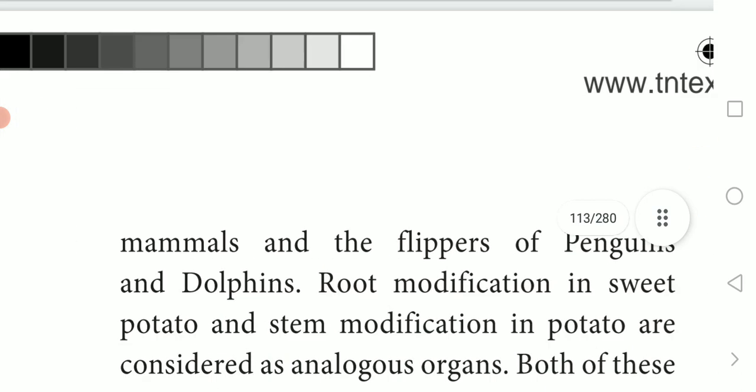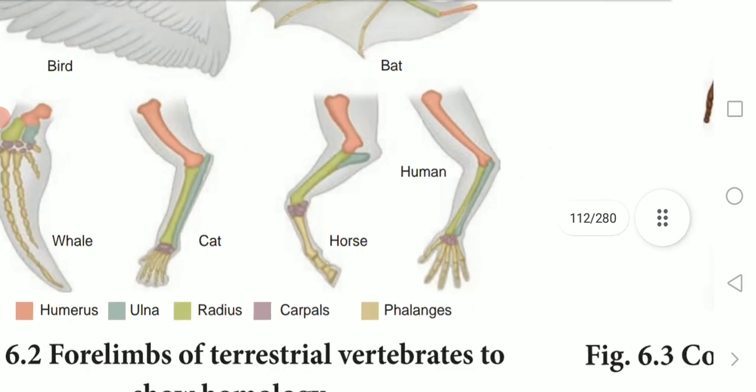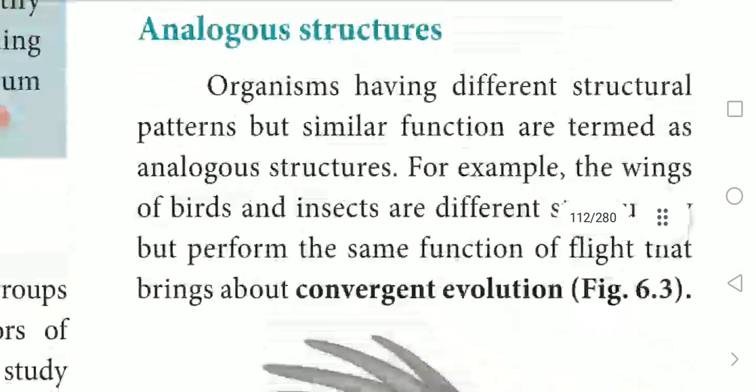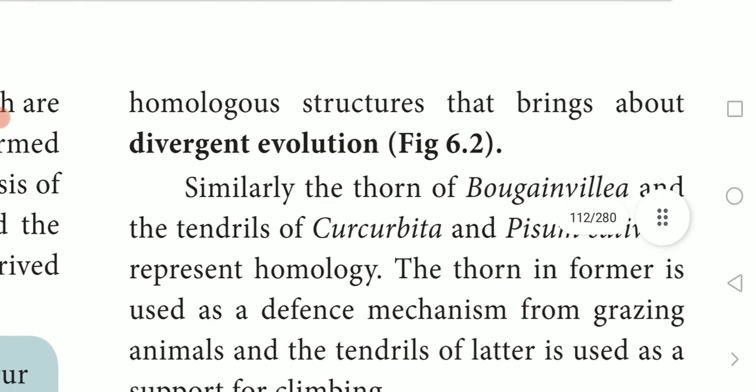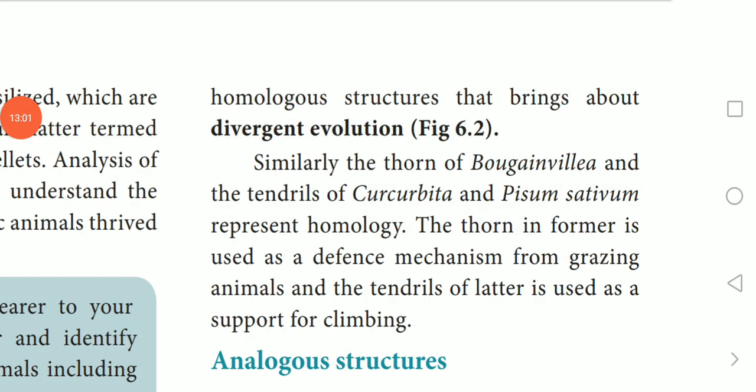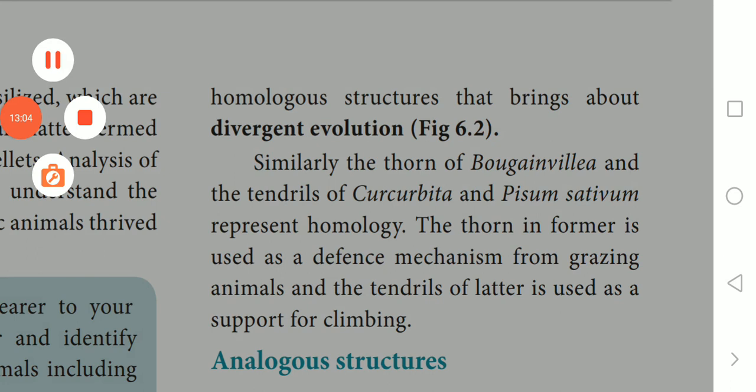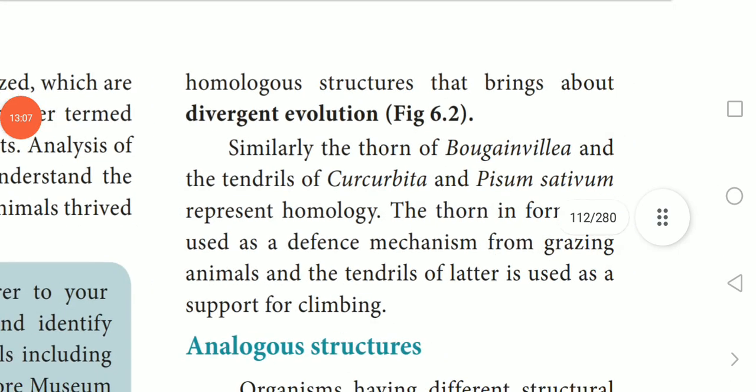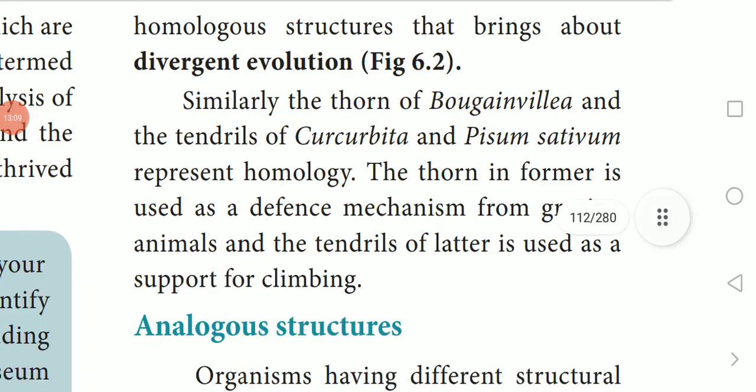So that brings about divergent evolution. They'll ask you what divergent evolution is. This is an important one. Just mark it out. Important. Two marks or three marks. So this is what divergent evolution is.